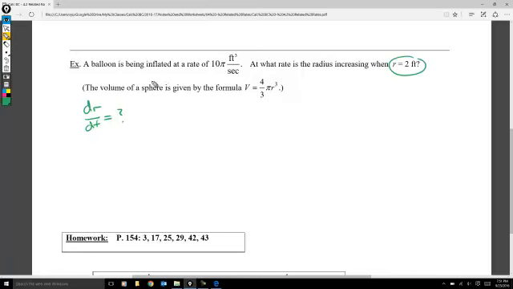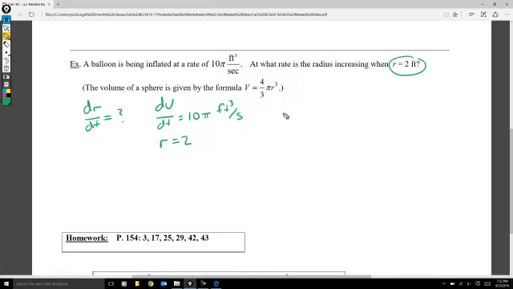There's a couple things that I know here. I know that the volume is changing at a rate of 10 pi. The reason why I know it's volume is because it's feet cubed. So I know that dV/dt is equal to 10 pi feet cubed per second, and I know that my radius equals 2. They give me this volume equation, so what we're going to do is take the derivative of this volume equation, because we're relating how volume is changing to how the radius is changing.